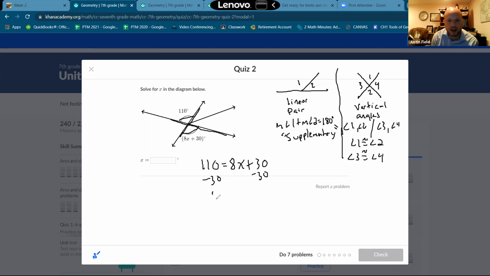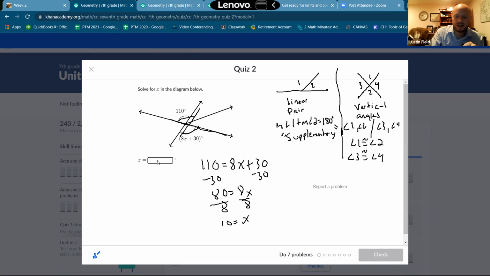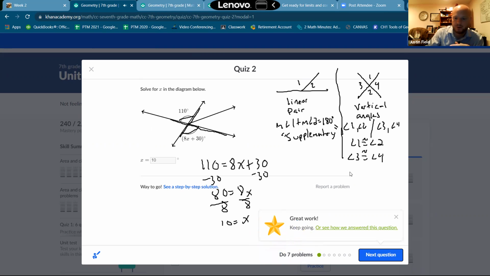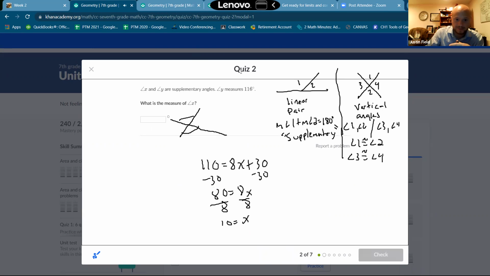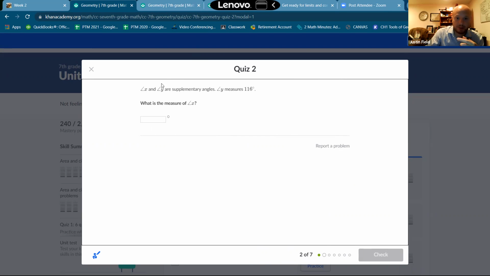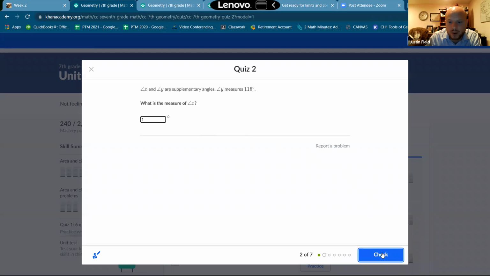So what would that be? 80 equals 8x, divided by 8, x equals 10. And then don't ever forget that sometimes we have to substitute that x back in to get the measure of the angle. But not in this case, they asked us what x equals. So that's how you do that. Aha, see, supplementary angles. I just told you that. They add to 180. So you could do that, figure out what they would be so that they would add to 180.